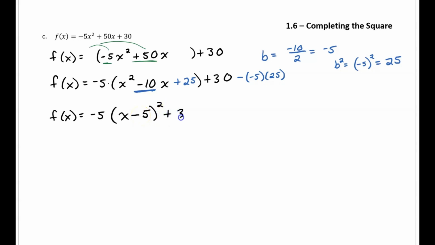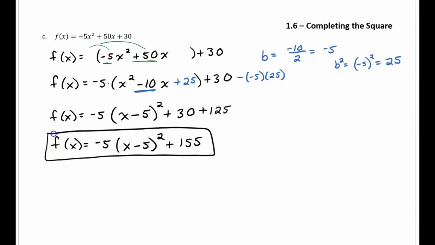I'm going to need a little extra work over here, so I'm going to put an extra step. I'm going to put the 30, and then let's calculate this. Negative and a negative will give me a positive. 5 times 25 is 125. So that's a little nicer, and then I can add them up. We have then the function is negative 5 open parentheses x minus 5 close parentheses, all of that quantity squared, plus 155. And there's our answer.